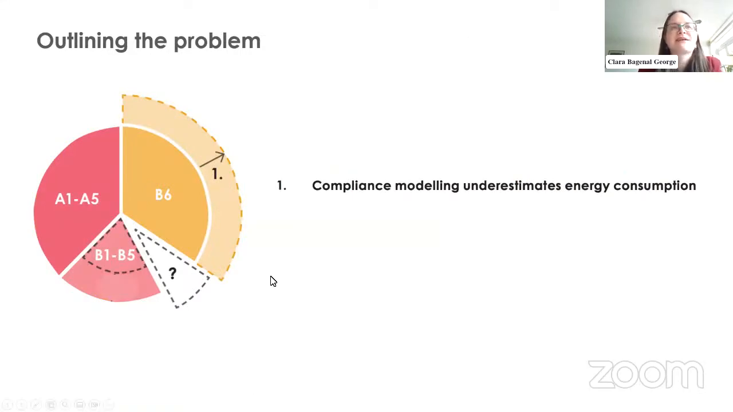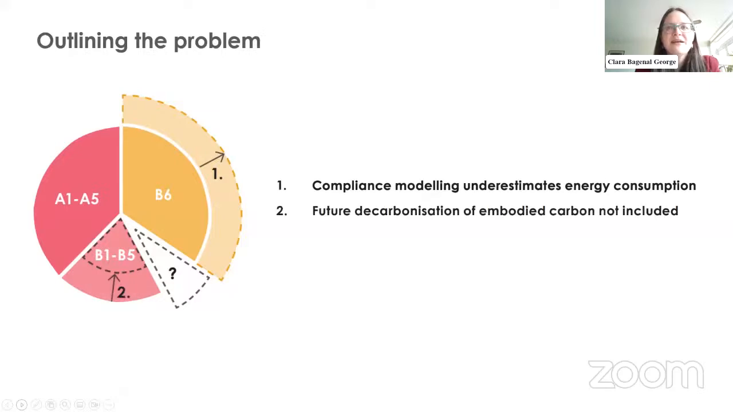So this diagram seeks to explain it a little bit. So the first thing is that often compliance modelling is used. Now, the purpose of modelling to do with Part L regulations isn't actually to predict energy use, and it often underestimates energy consumption. And therefore that starting point of kilowatt hours can be not correct, which is not very helpful.